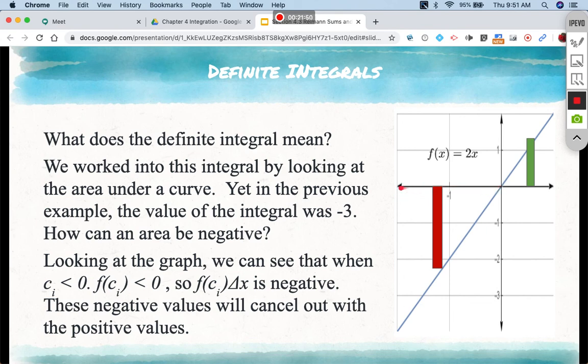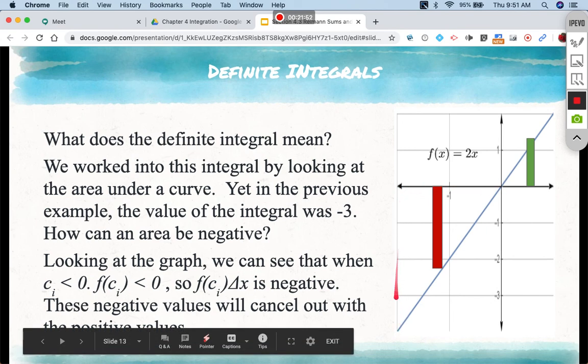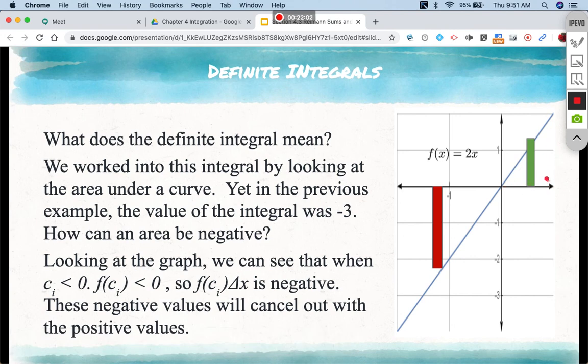Because if we take this, 2 times 4 is 8, one-half base times height. This is a negative 4 here. And we take one-half base times height: 2 times 1 times one-half is 1. This is an area of 1. And we take 1 and a negative 4, we get a negative 3. When we take a definite integral, it's possible to get a negative value. So that's one thing that we have to realize. This is right.